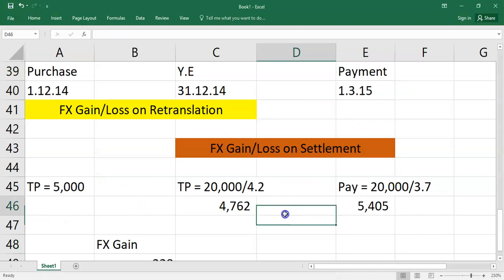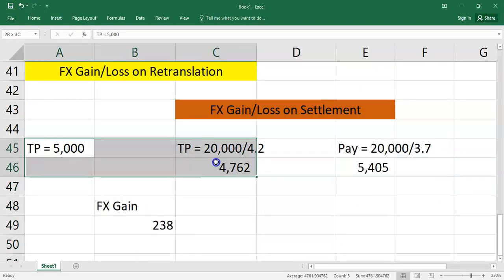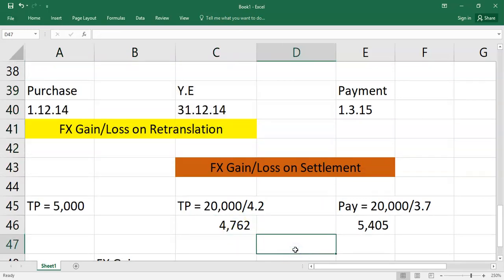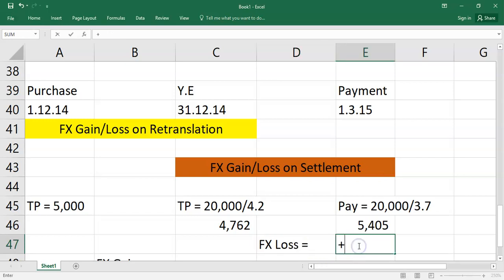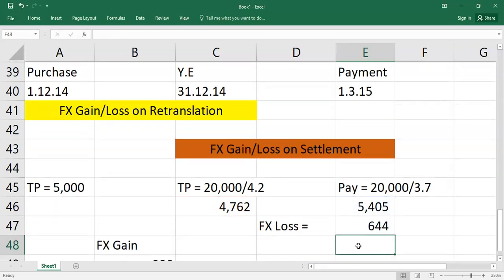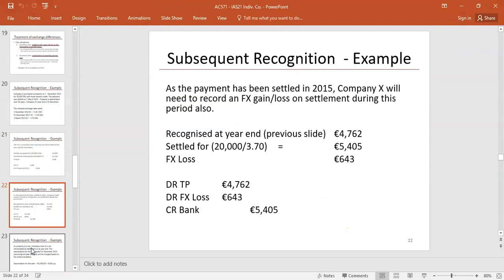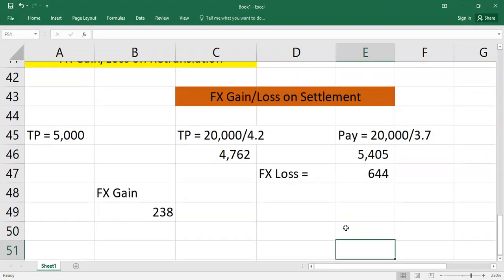So this means, now remember, you're not comparing to the 5,000 because the opening balance in the current year was 4,762. That is an FX loss because the trade payables are going up, and the loss is 644. You cannot net them together and show them as one entry because they're two different financial year ends. So be careful about that. Now 643, 644 is rounding. You want to be careful what happens here. I'll show you separately to make sense of it.